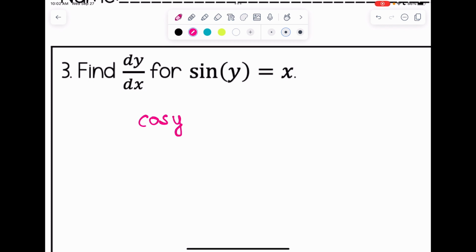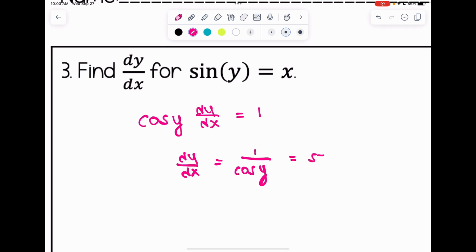We keep the inside the same. Think about chain rule. And we multiply by the derivative of y, which is dy dx. Over here, I get 1. Solve for dy dx. I'm just going to divide cosine y on both sides, and I get 1 over cosine y as my answer. Keep in mind, not that we need to simplify it here, but that is also equivalent to secant y. So if you were looking at a multiple choice question, just know that those are the same.